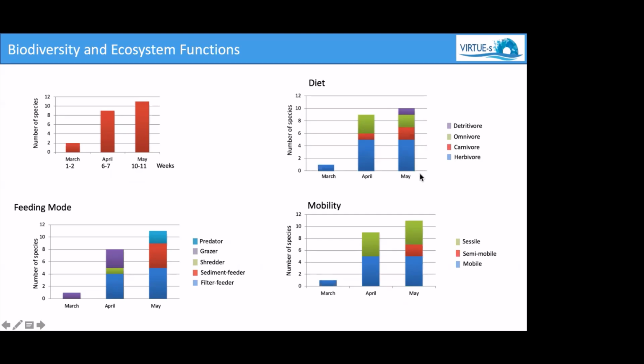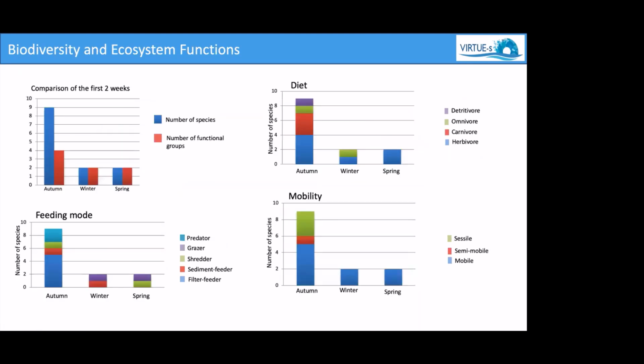starting to become warmer. And then also here, the mobility of the organism changes, where we have an increase in the sessile organisms because we are already starting to have the barnacles. Okay, and then compared also at the different times of the year, we have autumn, winter, and spring.